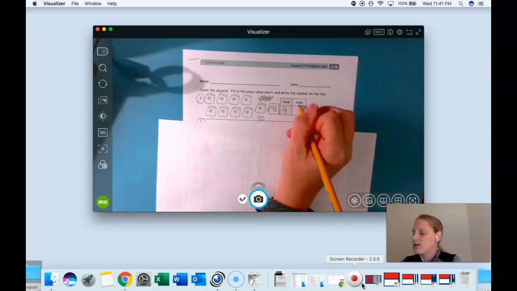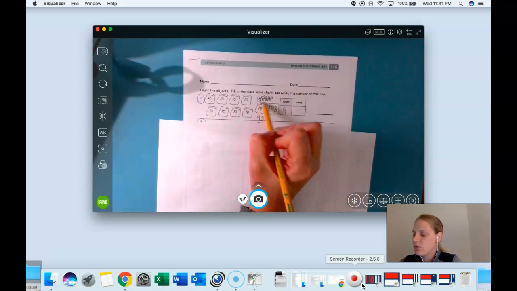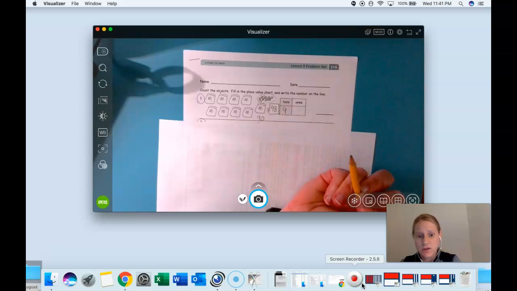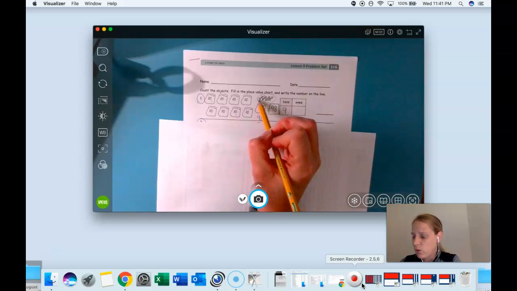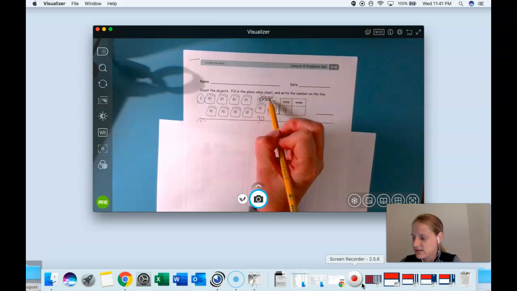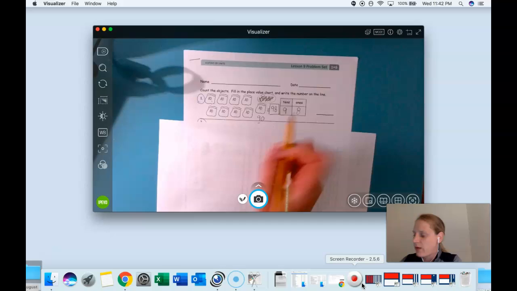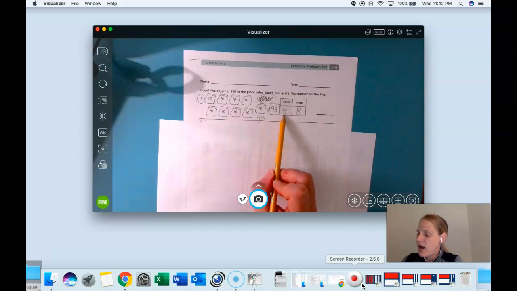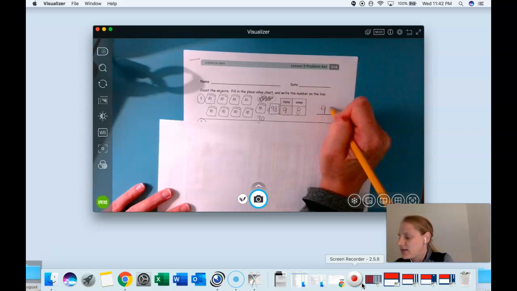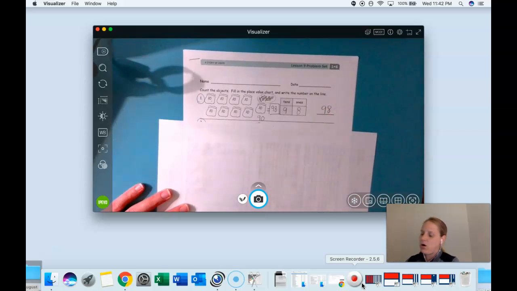And then how many ones did we count? If you forget, that's okay, just count them again. We counted 1, 2, 3, 4, 5, 6, 7, 8 ones. So in the number 98, there are 9 tens and 8 ones, and that gives us 98 all together.